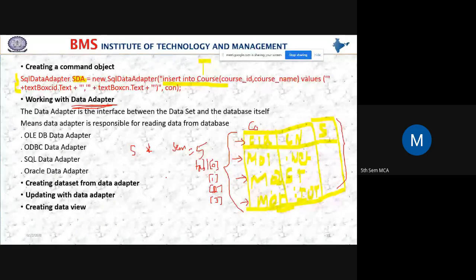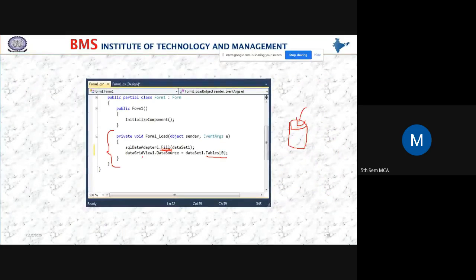What is view? If I tell you to view this file or view this image, what do you do? You just see. If I tell you I have given this image, modify this image, then what do you do?